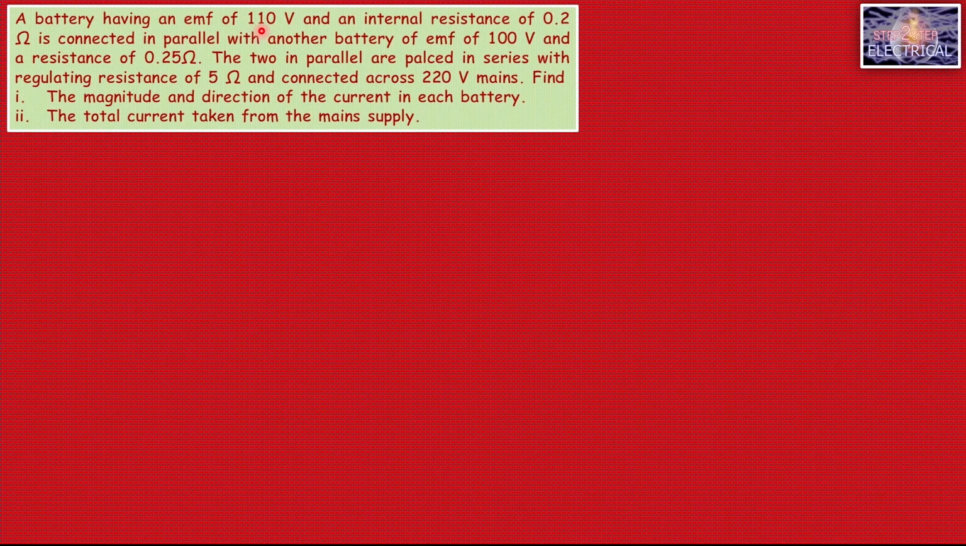In this problem, there is a battery of EMF 110 volt and internal resistance of 0.2 ohm, which is connected in parallel with another battery of 100 volt and a resistance of 0.25 ohm. Then these two are connected in parallel. Now a 5 ohm resistance and 220 volt, both are connected in series, with this parallel combination. You will be clear just after watching this figure.